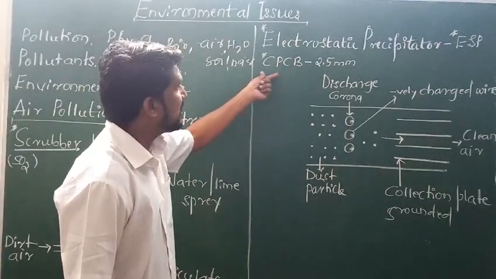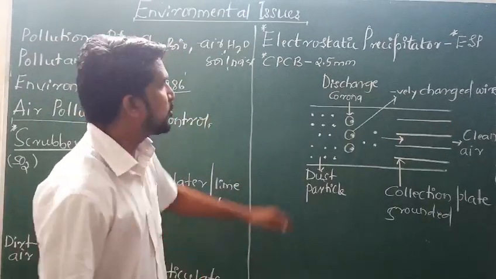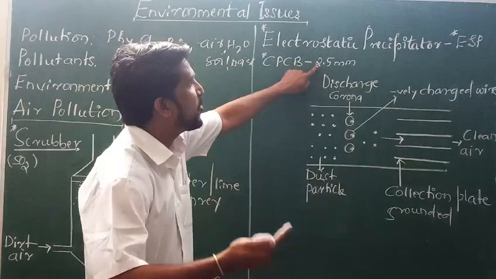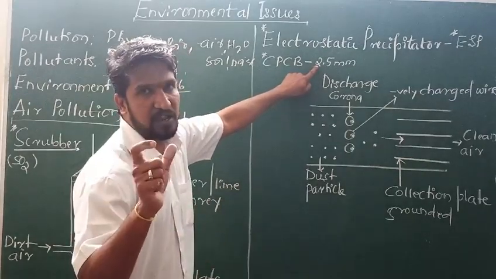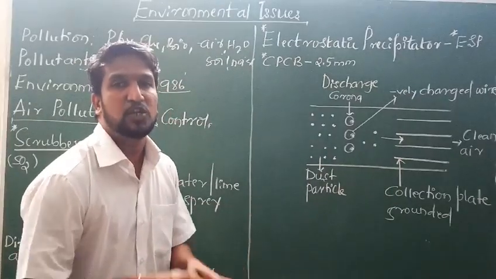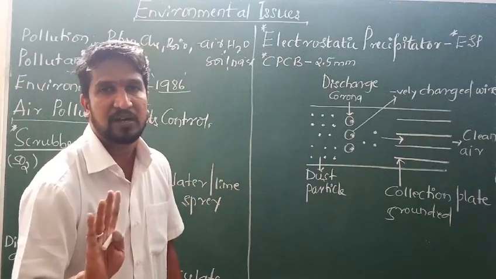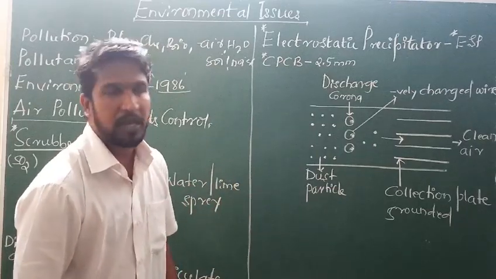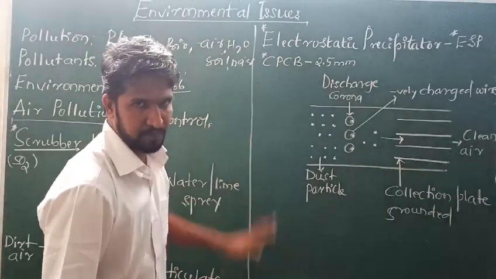According to CPCB, the particle size should be more than 2.5 mm. More than. If exactly 2.5 mm or less than 2.5 mm, it should be dissolved in water and then allowed to flow in the water. This is according to the Central Pollution Control Board.